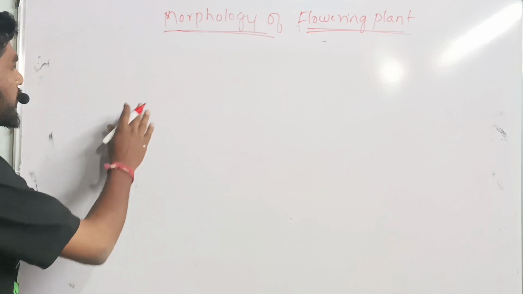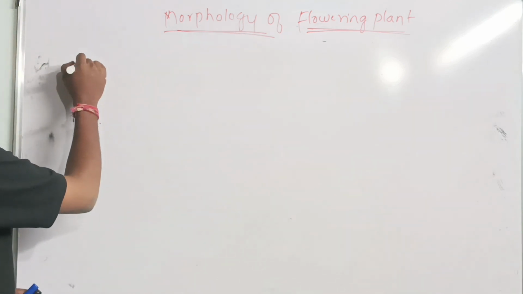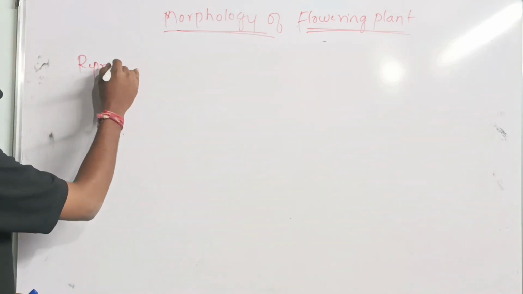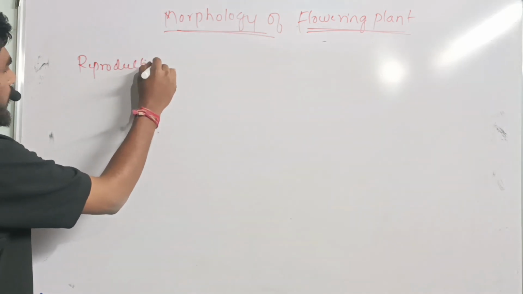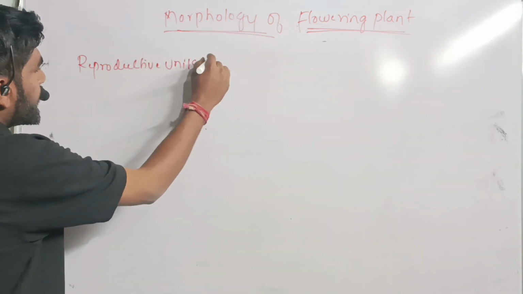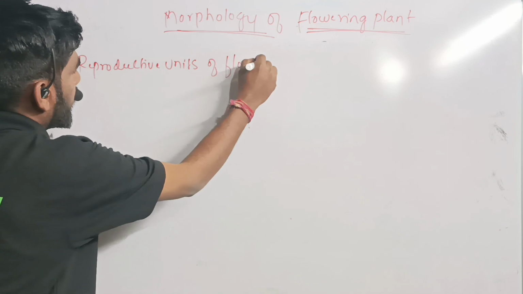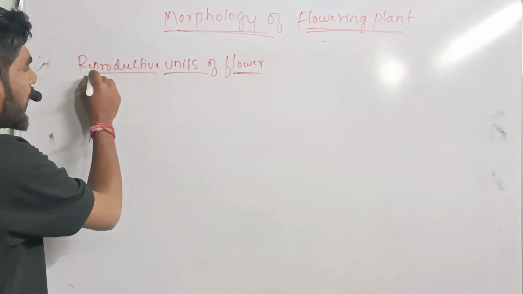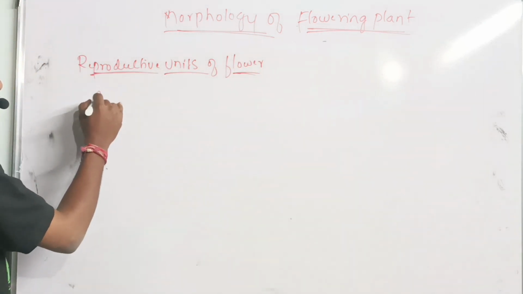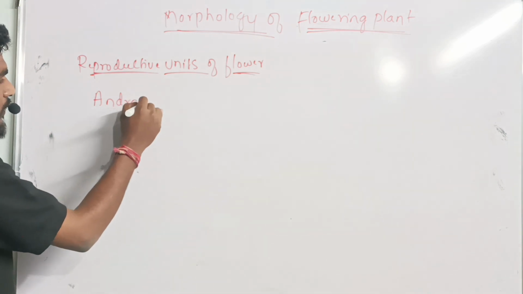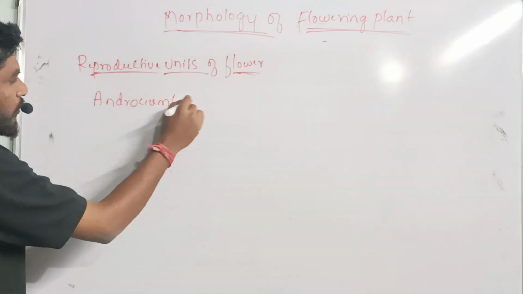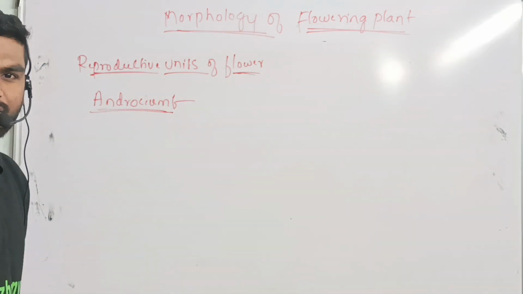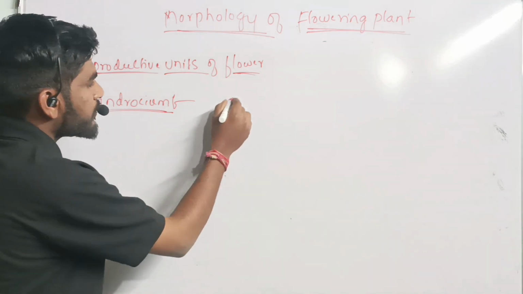Today we are discussing the reproductive parts of flowers. The reproductive units of a flower are nothing but the Androecium and Gynoecium. First of all, we need to understand the Androecium. Androecium is composed of stamens.